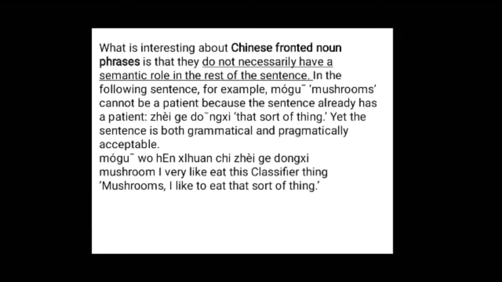For example, mogu. Or mushrooms, I very like it. This classifier thing. Or mushrooms, I like to eat that sort of thing.